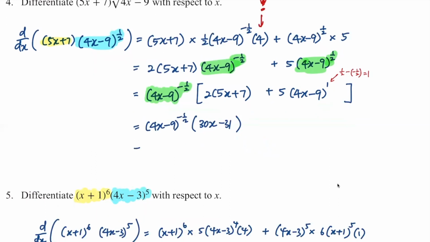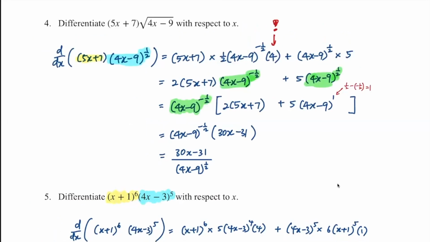And this form is very important because, number one, you can write it as a fraction, because you can bring the power negative half down to the denominator. And the second reason is later when you equate to 0, very simply, the numerator is equal to 0, so you know that x is 31 over 30. So you need to know how to manage this factorization. Whatever I went through is the first way of simplifying, otherwise known as factorization.